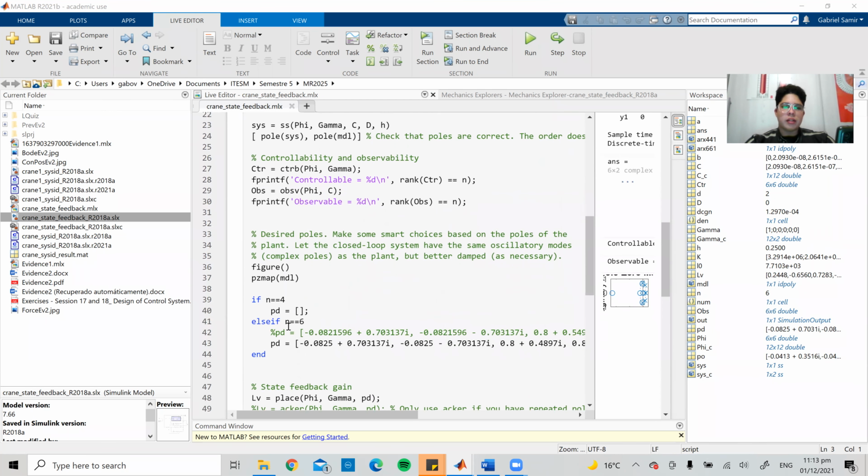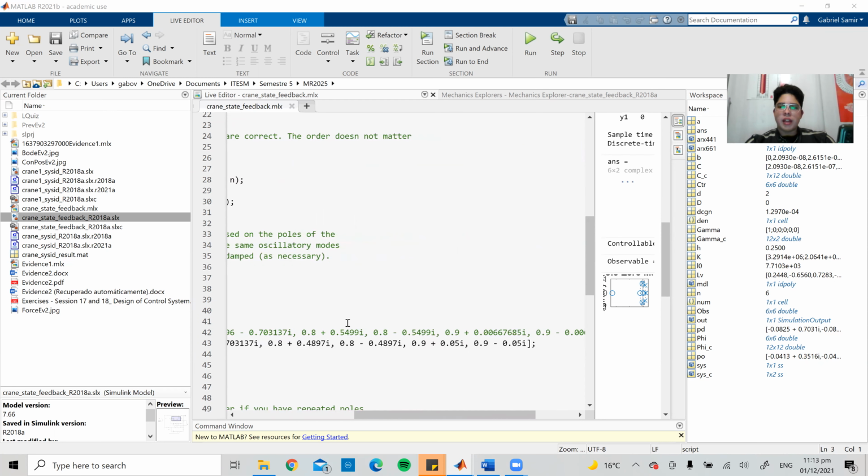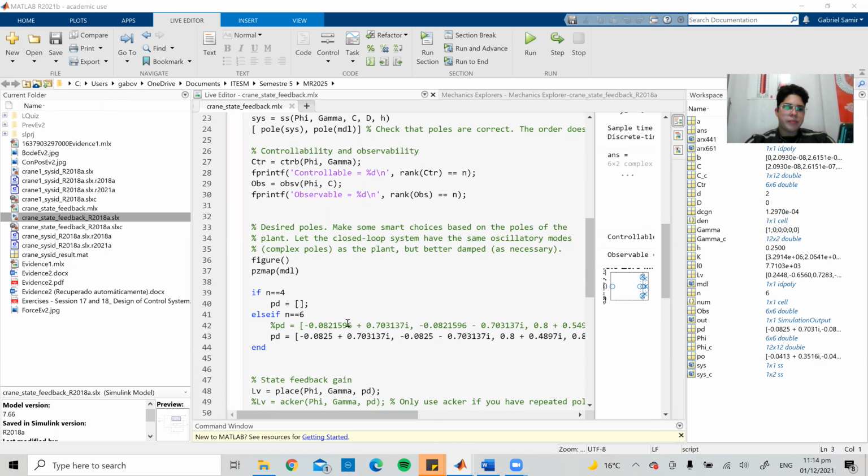Then we need to analyze and shape the poles of the base model so that all the poles are inside the unit circle. These are the poles I used for this evidence. The poles here in line 43. These are my poles.